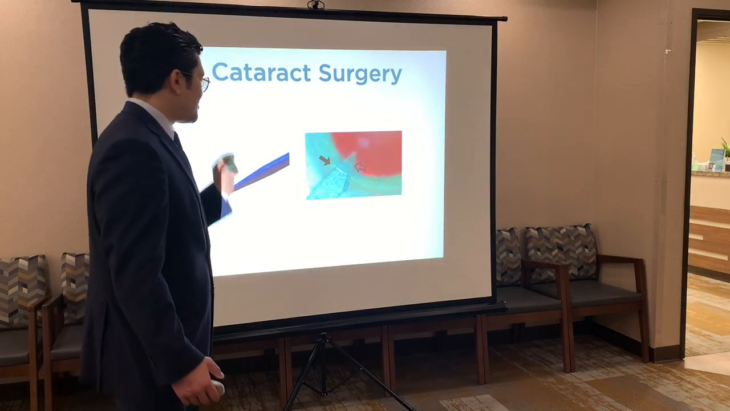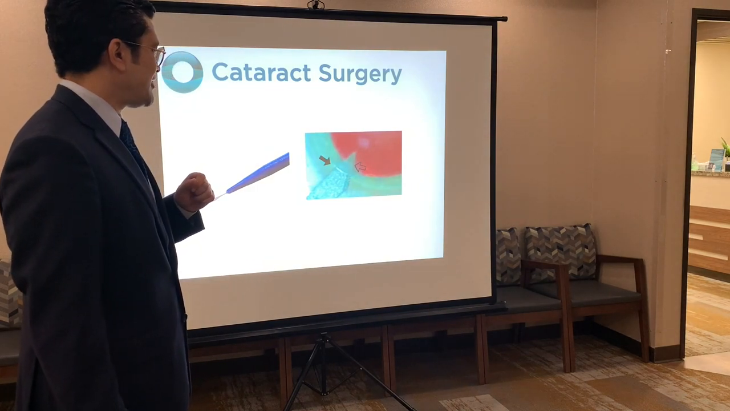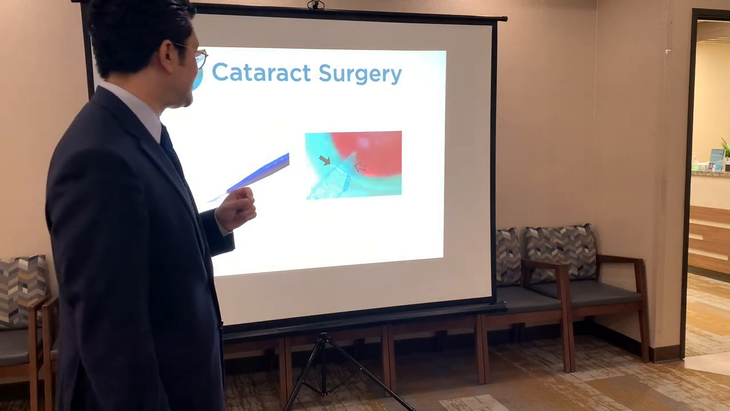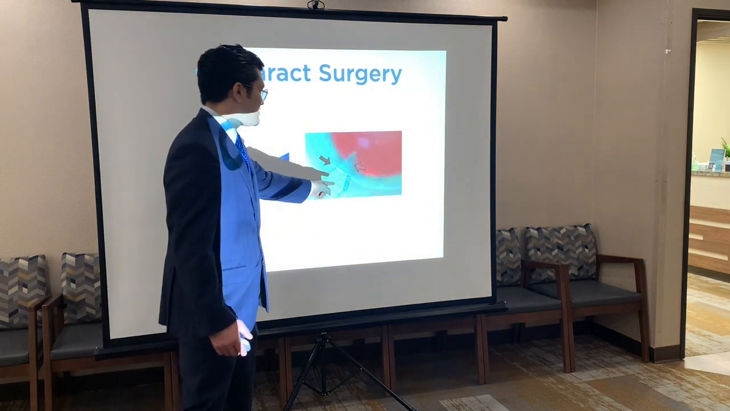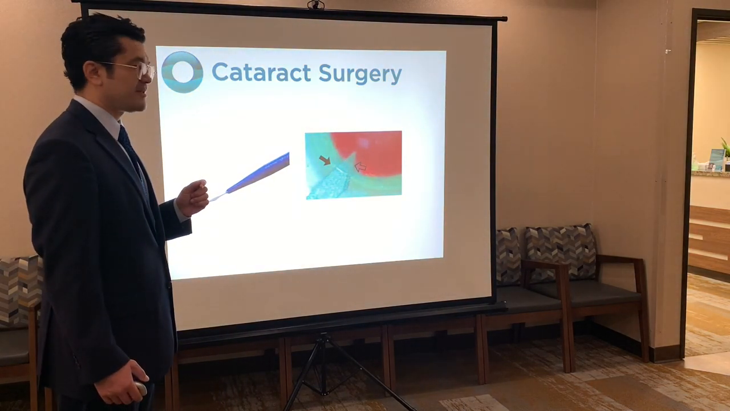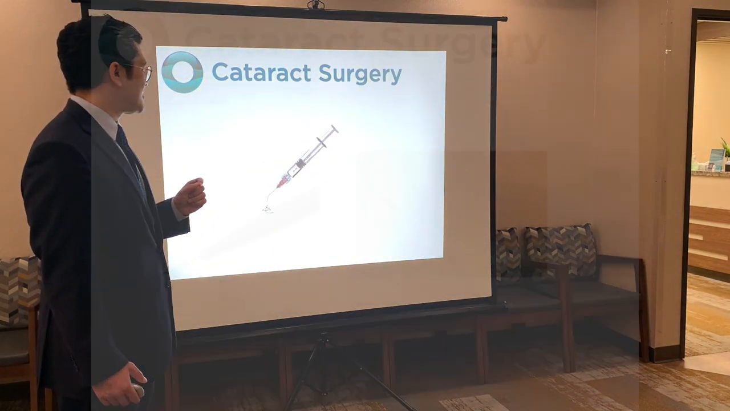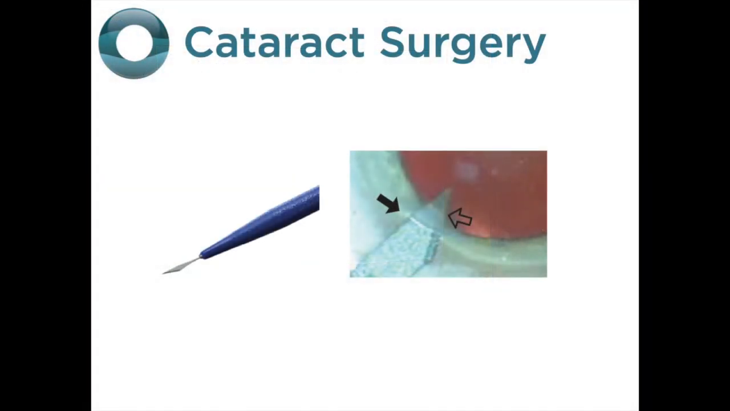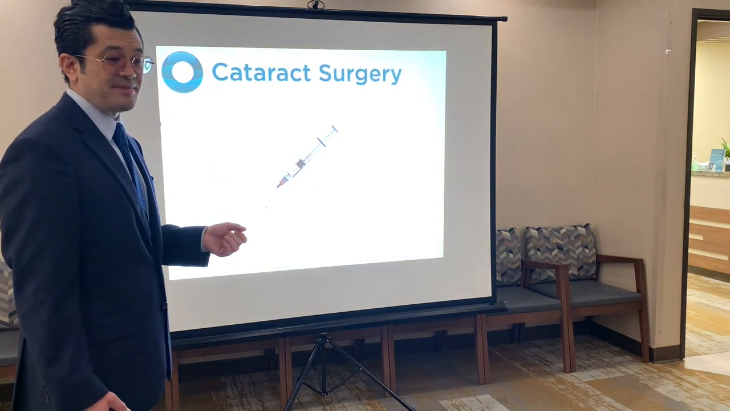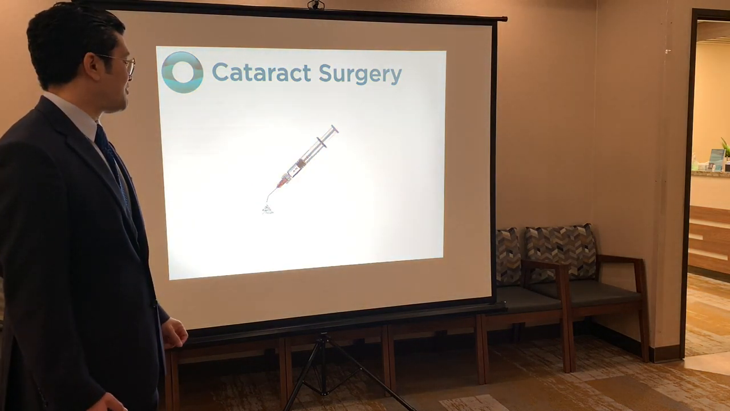This is a really tiny side port. It's about 1 millimeter. We are creating a tiny paracentesis, a tiny tunnel at the side of the eye. It goes through the cornea into the eye, and it's about 1 millimeter, so not very much at all, smaller than the tip of a pencil. Through that tiny paracentesis, we will sometimes put a few other medications, maybe some more lidocaine or numbing agents. And more important is this.